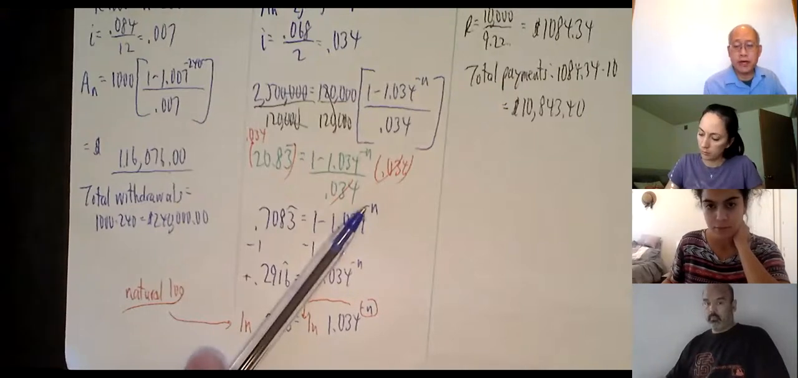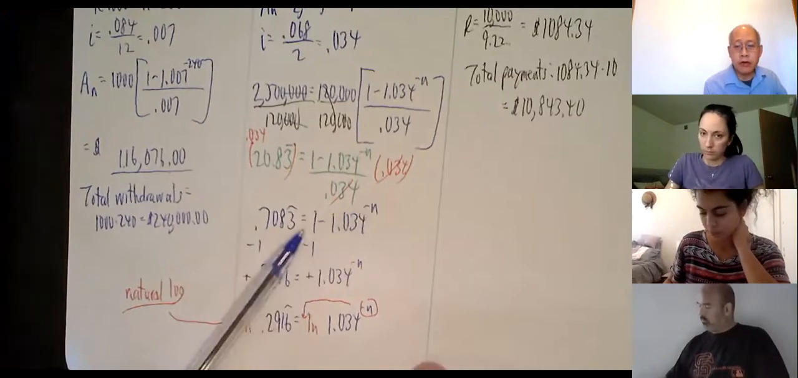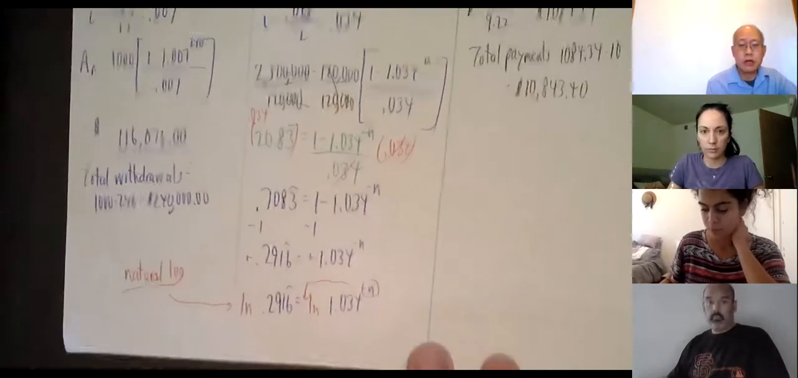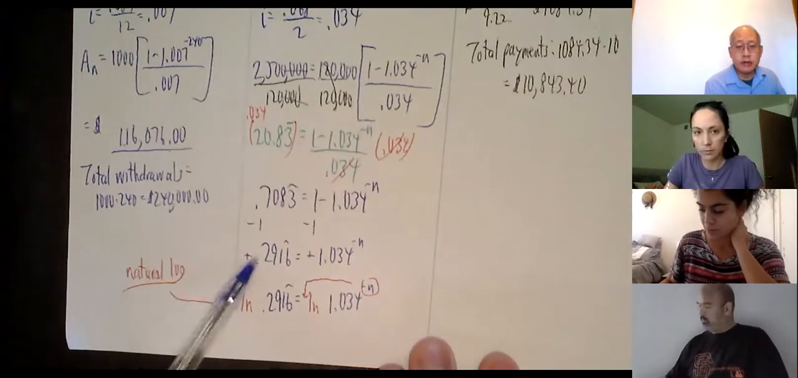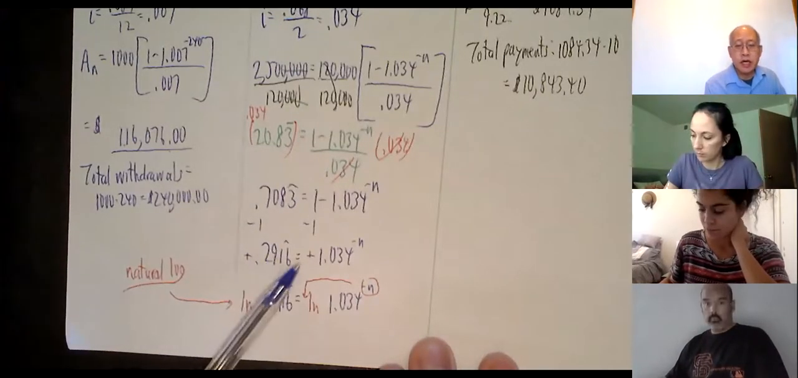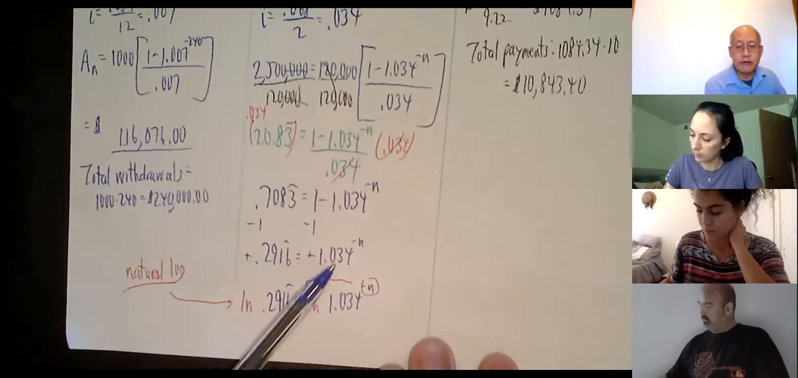I'm trying to solve for n. Okay, get rid of the 1. Subtract 1, minus 1 on both sides. This is a negative 0.2916 repeating equals negative 1.034 to the negative n.